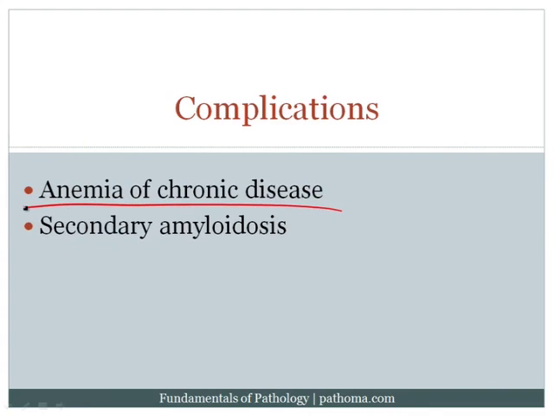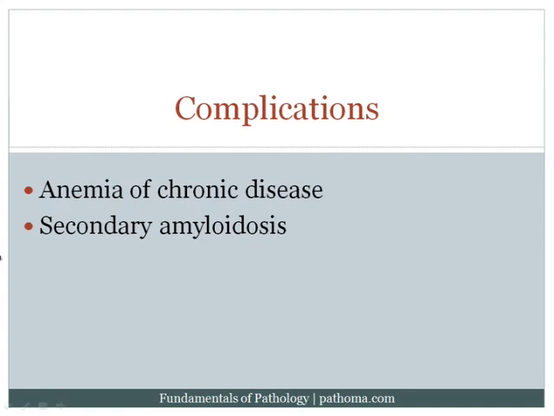The idea here is that you've got a chronic inflammatory state, and that's going to result in production of acute phase reactants such as hepcidin. Hepcidin will then block the ability to use iron that is stored in the macrophages, and that'll result in anemia of chronic disease. We've covered this in detail in your red blood cell lectures.